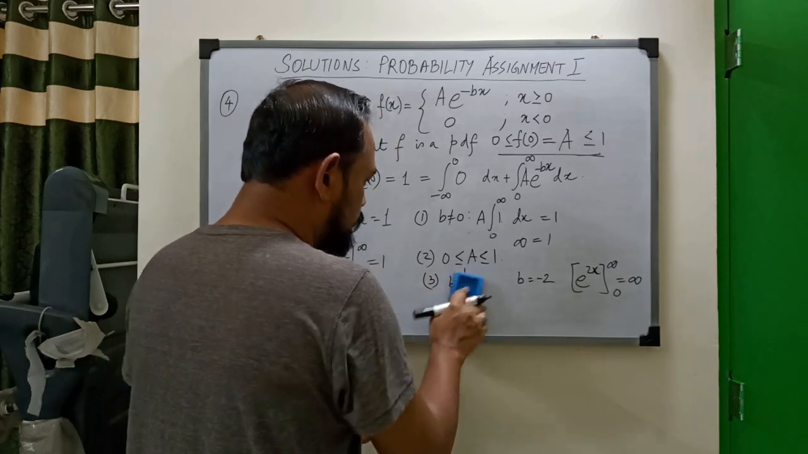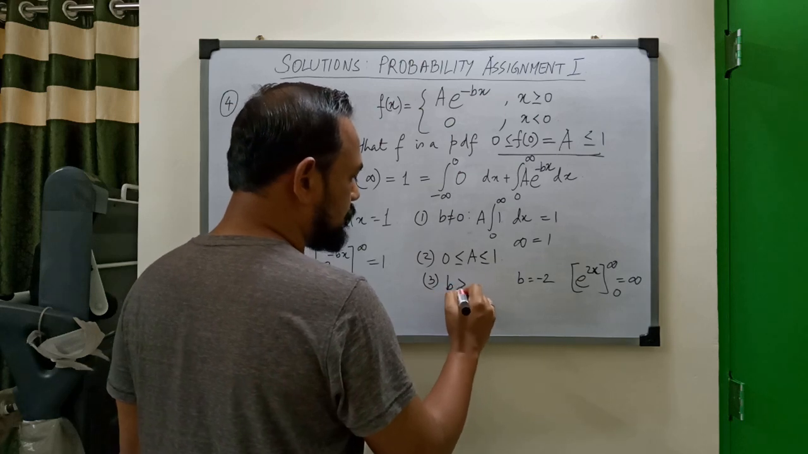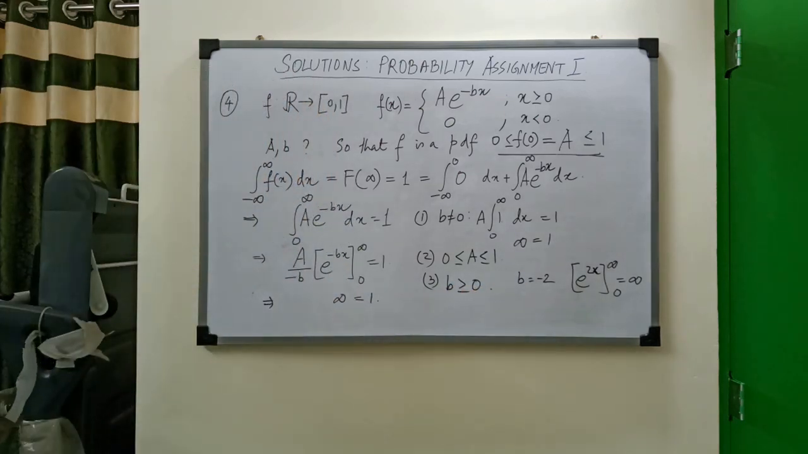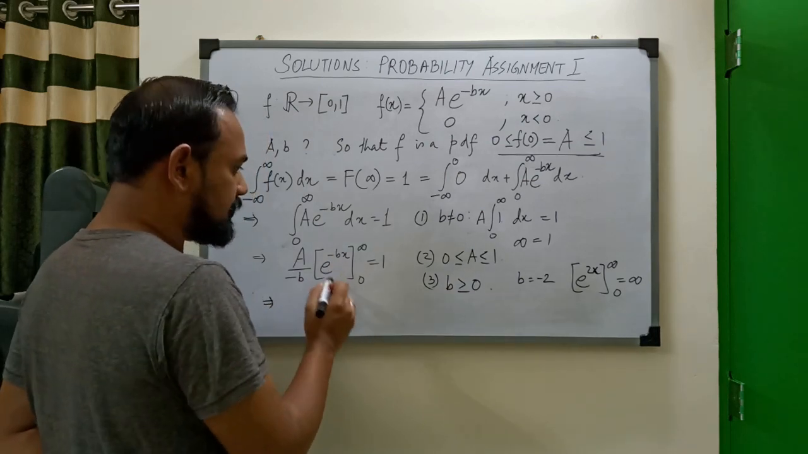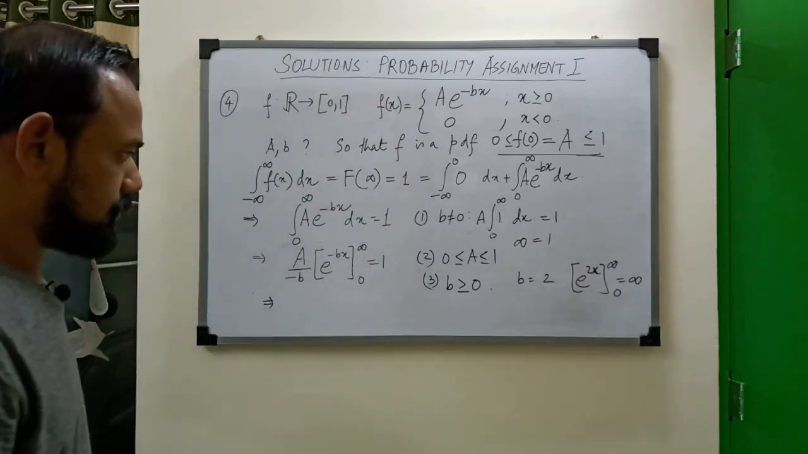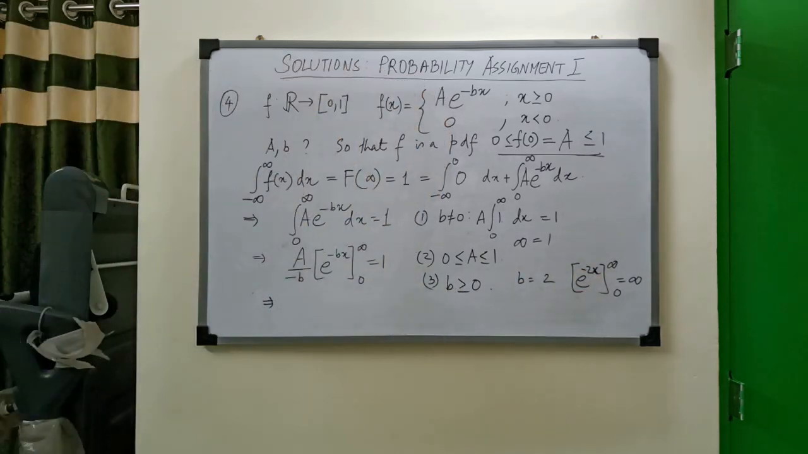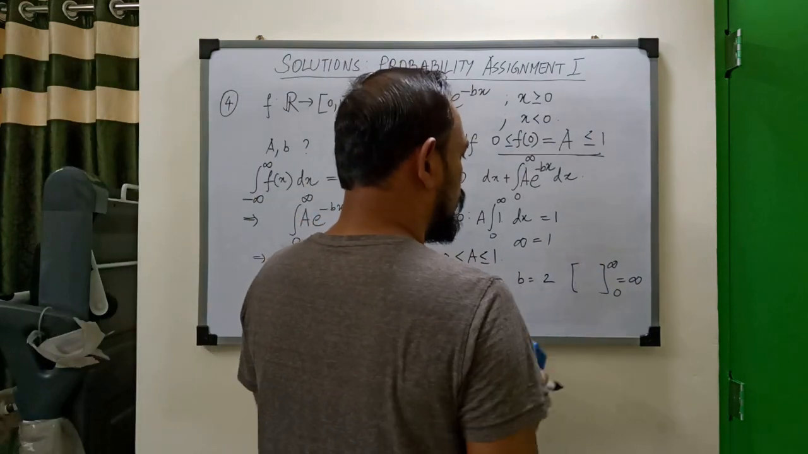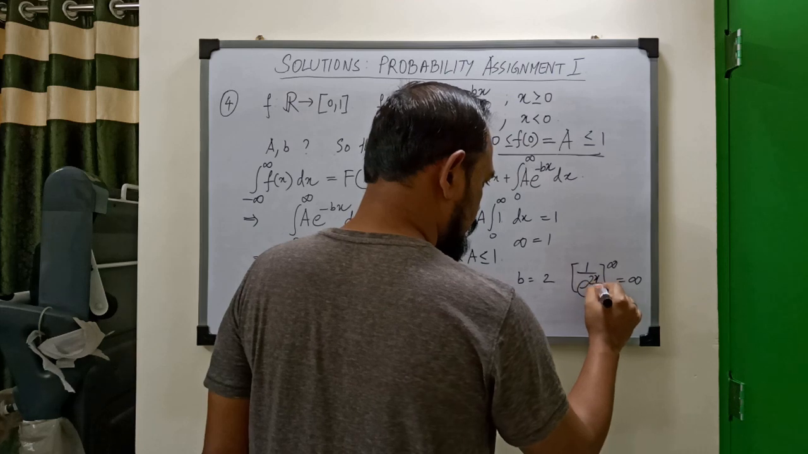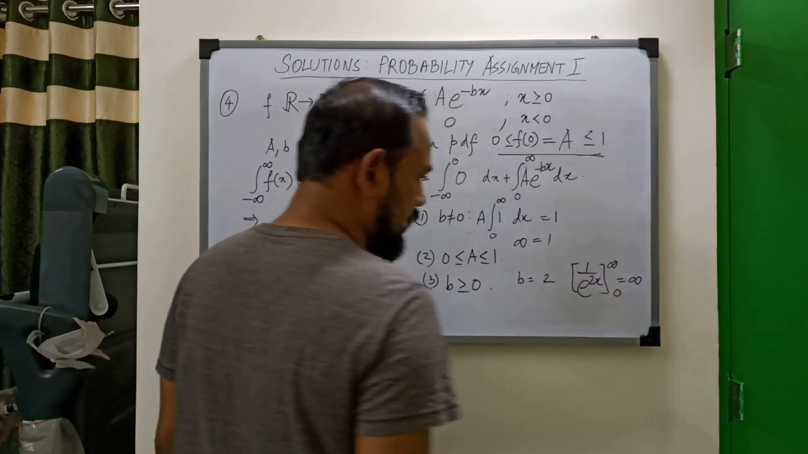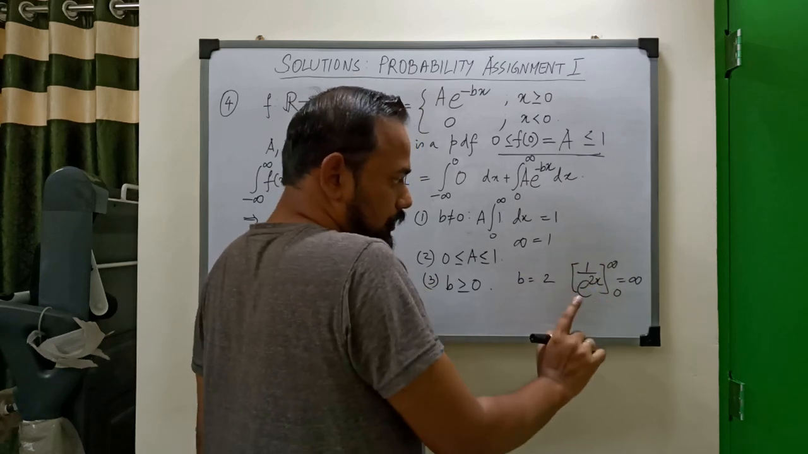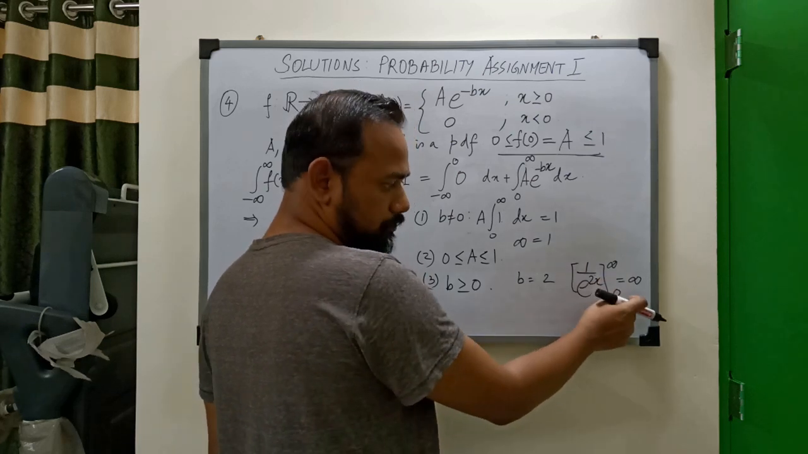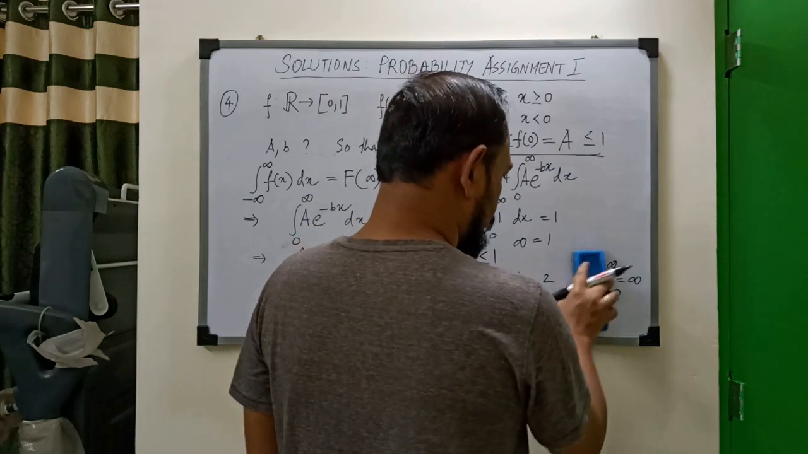So this analysis tells us that b will have to be greater than or equal to 0. What happens if b is greater than or equal to 0? Then, for example, if b is 2, then this is e to the power minus 2x. Now, e to the power minus 2x really means 1 over e to the power 2x. And if you put infinity instead of x here, that's 1 over infinity, which is 0. And 0 minus 0 from the lower limit. So now you're getting a 0.